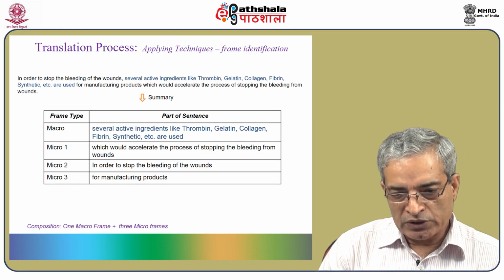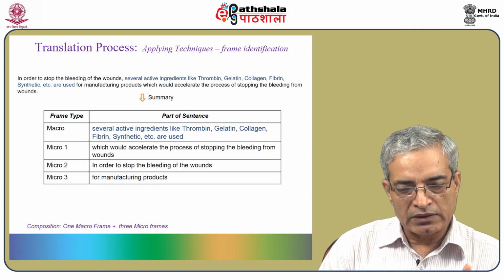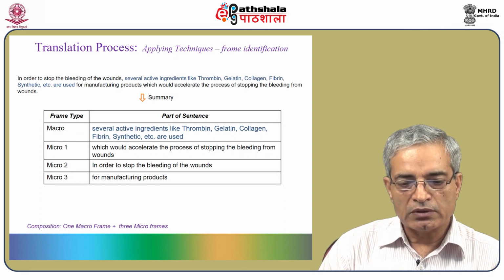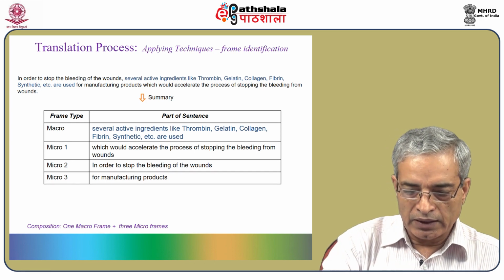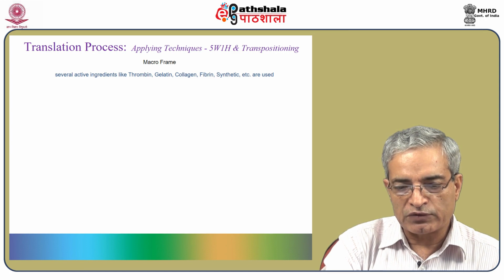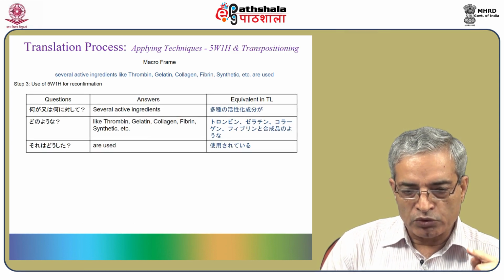Now let's put these frames in a tabular form here. The macro is several active ingredients like A, B, C, D are used. Micro, there are 3. And now if we try to do components, the equivalents for the components, we'll see it this way by putting the questions.